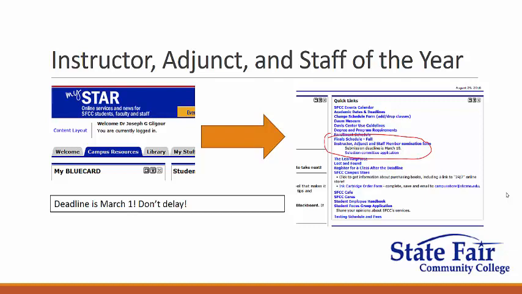So if you go on the Campus Resources tab, you can click on the Instructor, Adjunct, and Staff Member Nomination form. When you do, it'll bring up a fillable form. You just fill it out, click Submit, and you're done. It's very, very simple. You can put as many people on there as you like, or you can fill out as many forms as you like, either way.